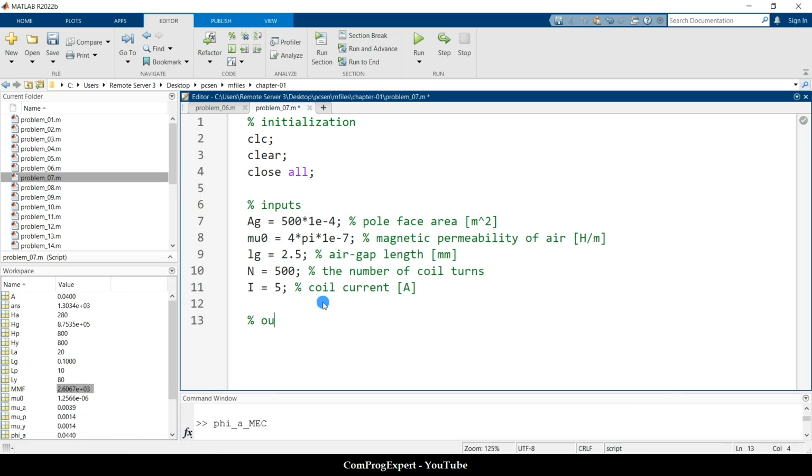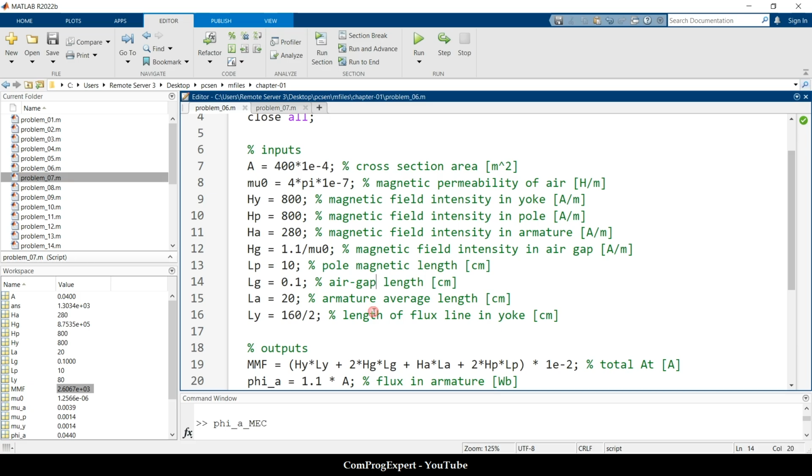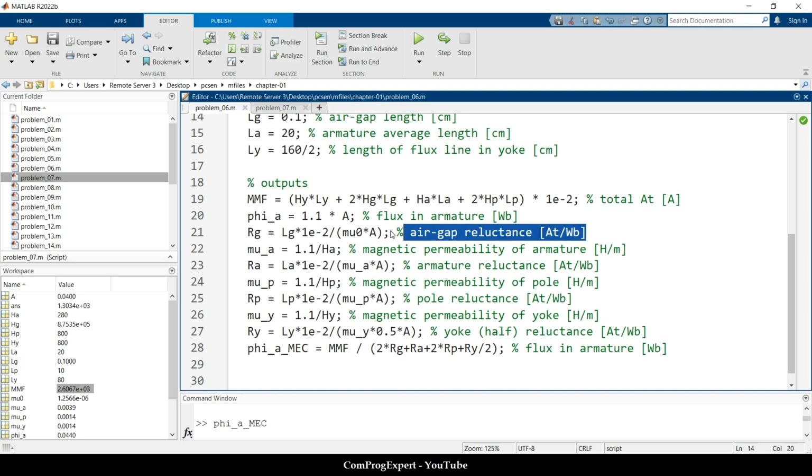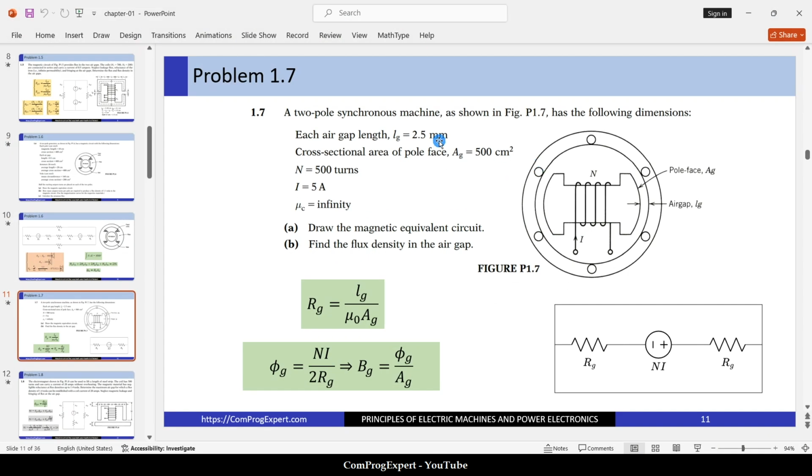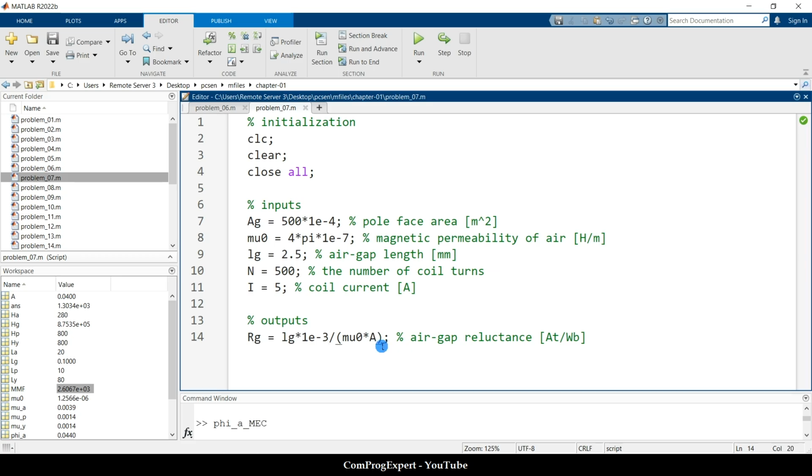This is the right output section, reluctance of the gap. Maybe we can copy this line here. Air gap reluctance is equal to L gap times 1e minus 3, because this is in millimeter. 2.5, units are important. And this is the area of the gap. The unit is meter. This is mu 0.